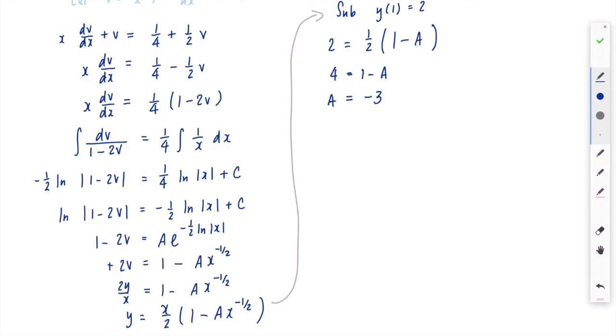As a result, y is x over 2 times 1 minus negative 3, so plus 3x to the power of negative 1/2, like that. If I want to clean this up more, I can multiply x into the brackets and get x plus 3 root x over 2.